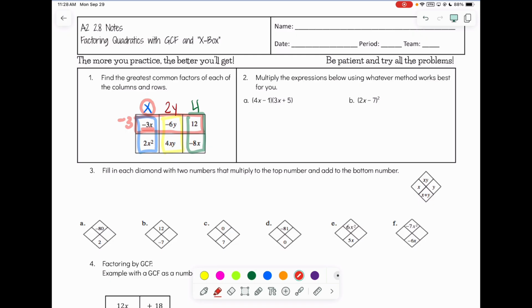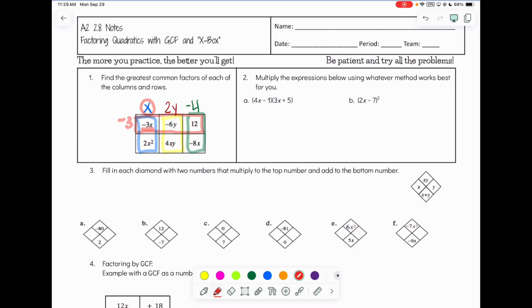Negative 3 times 4, will I get 12? No. So maybe one of those has to be a negative. Which one? Wait, I get it. Negative 4. Negative 4 should be there, right? Okay, let's try another one.